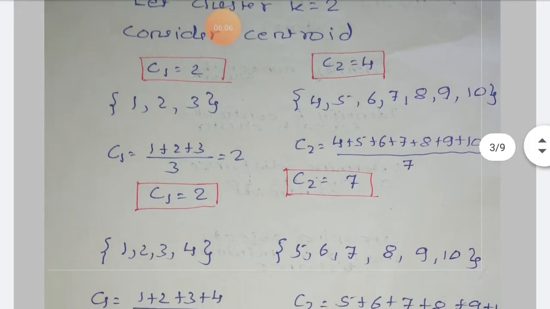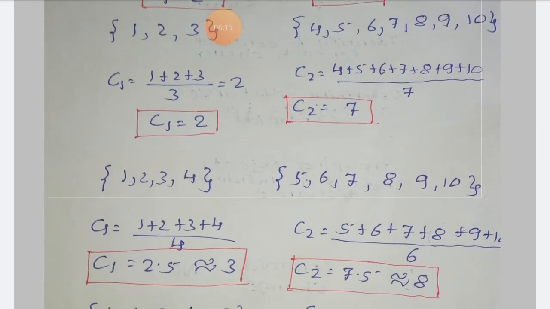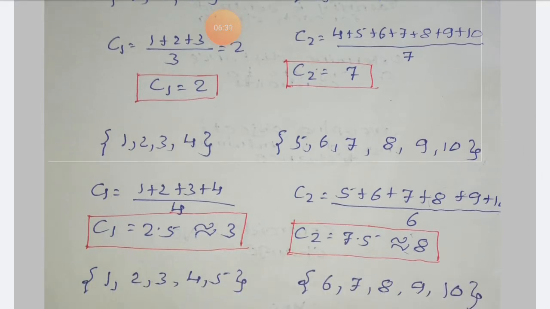Now again find out C1 and C2 by taking the mean of these cluster points. It's 1 plus 2 plus 3 plus 4 divided by 4, and C2 will be 5 plus 6 plus 7 plus 8 plus 9 plus 10 divided by 6. C2 I am getting 7.5. I'll consider it is near to 8, that's why it's 8. And C1 is 2.5, it will be 3. Now my C1 is 3 and C2 is 8.